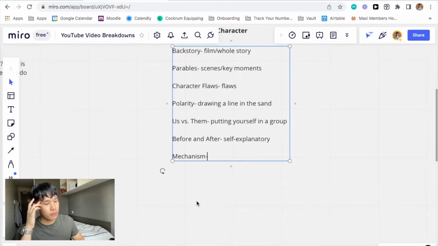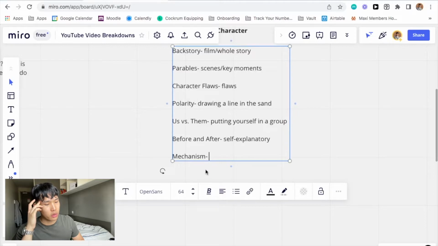And then mechanism is, what was the mechanism that helped you make that change? What was the mechanism in that backstory that turned you from who you were before into who you are now? So for example, if you're a business coach, then obviously it would be entrepreneurship or coaching.